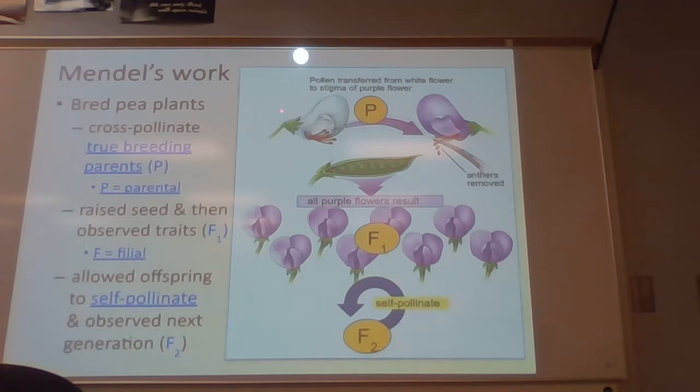You have a true breeding white flower. What do you think that would generally mean? Well, if it's self-pollinated, all of its offspring would be white. And if this purple flower self-pollinated, all of its offspring would be purple. Okay, so again, pea plants will generally self-pollinate.